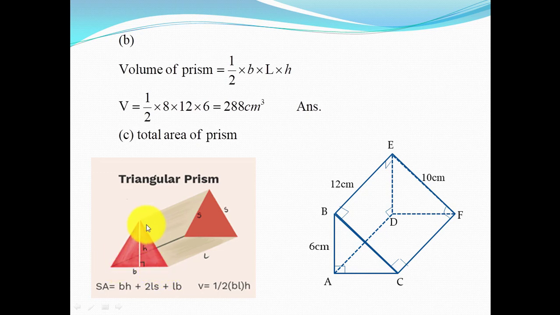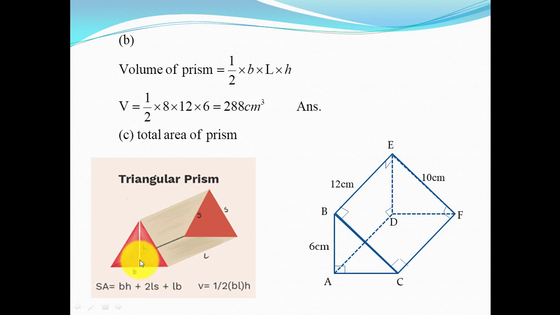So it means that both rectangles are of the same length. So that's why we write it together, and we did not write separately. That's why we write here twice time B into H.